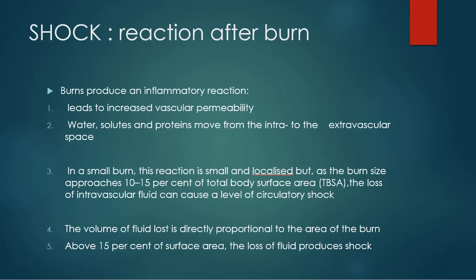So now we come to the response of the body to the burns. The first response the body gives is of shock. This is a reaction after burn. Now what happens? Burn produces an inflammatory reaction. It leads to increased vascular permeability. Water, solutes, and proteins move out from the intravascular compartment to the extravascular compartment. In a small burn, this reaction is small and localized, but as the burn size approaches 10 to 15% of the total body surface area, the loss of intravascular fluid can cause a level of circulatory shock. The volume of fluid loss is directly proportional to the area of the burn. Above 15% of the surface area involved, loss of fluid produces shock.